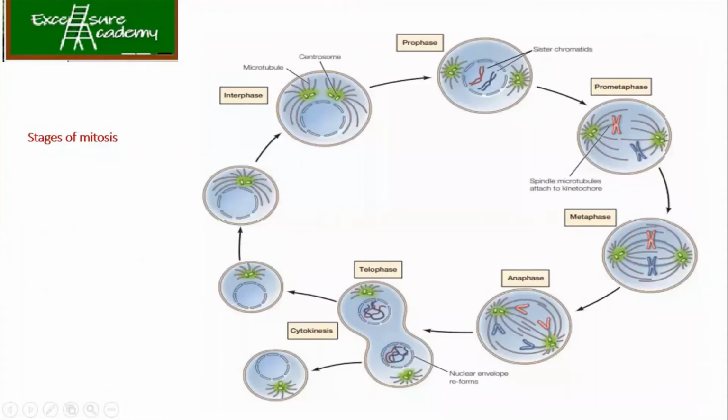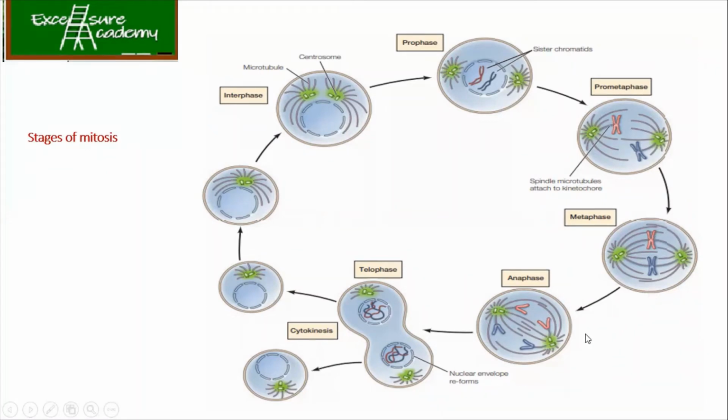Okay, then what do we see in the prometaphase? No nucleus is present, and the microtubules or the spindle fibers start attaching to the kinetochores present on the chromosomes. Now in the metaphase, they align the chromosomes in one single plane, to ensure that all the spindle fibers are attached to the correct chromosomes in a correct way. So they are correctly aligned.